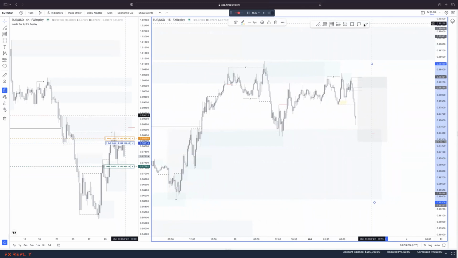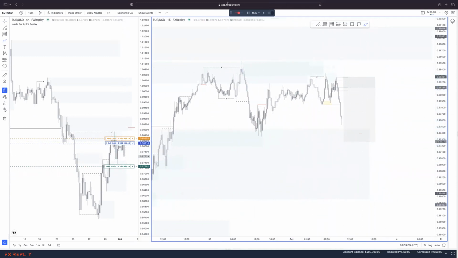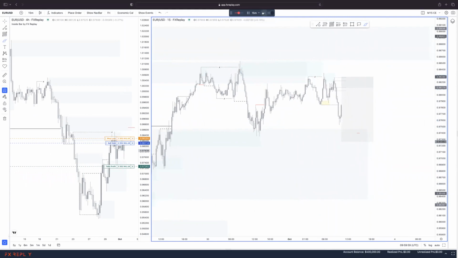So yeah, at this point, it's pretty clear this low is going to get run because it didn't break any structure. It was just a pullback into this extreme. It's very likely now it's going to follow through. So yeah, let's see what happens.